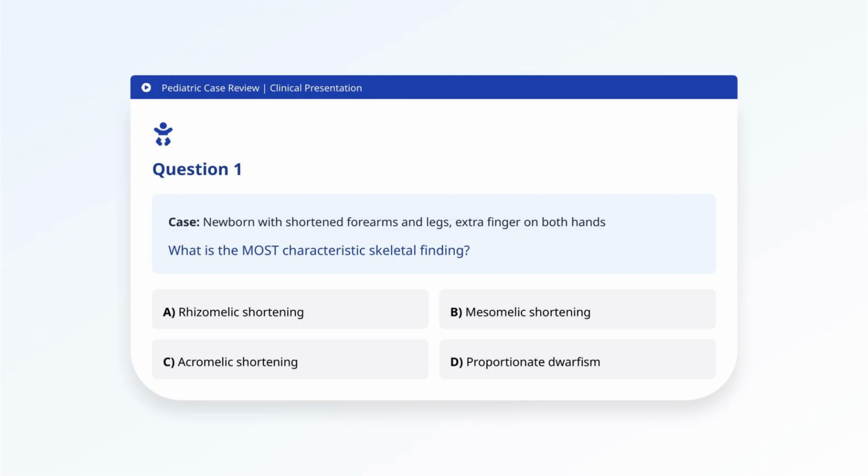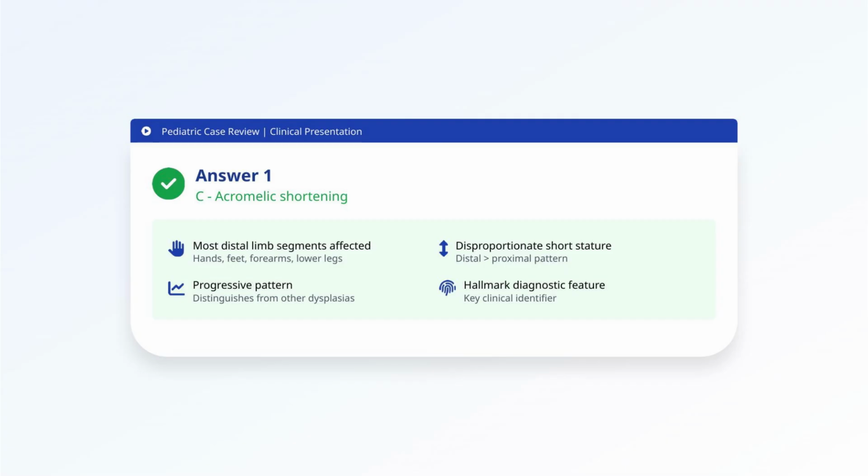A newborn presents with shortened forearms and legs, along with an extra finger on both hands. What is the most characteristic skeletal finding in this condition? Option A, rhizomelic shortening. Option B, mesomelic shortening. Option C, acromelic shortening. Or Option D, proportionate dwarfism. The correct answer is C, acromelic shortening.